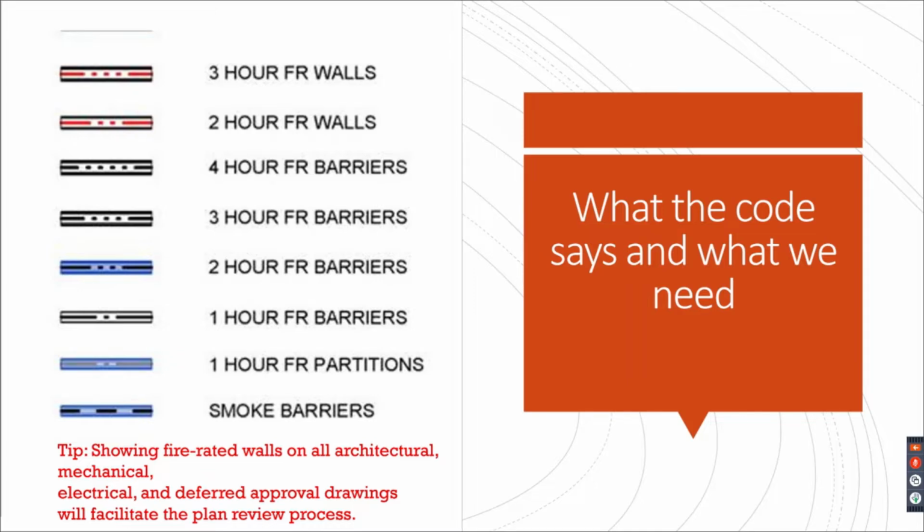Is it a fire partition? Is it a fire barrier? Firewall, smoke barrier? What is the wall that we're talking about? And please label them on all the pages that are applicable. So not just the A pages, but showing these walls on the mechanical, electrical, and other deferred drawings is very helpful in plan review. So imagine having deferred fire alarm and the wall types aren't indicated.